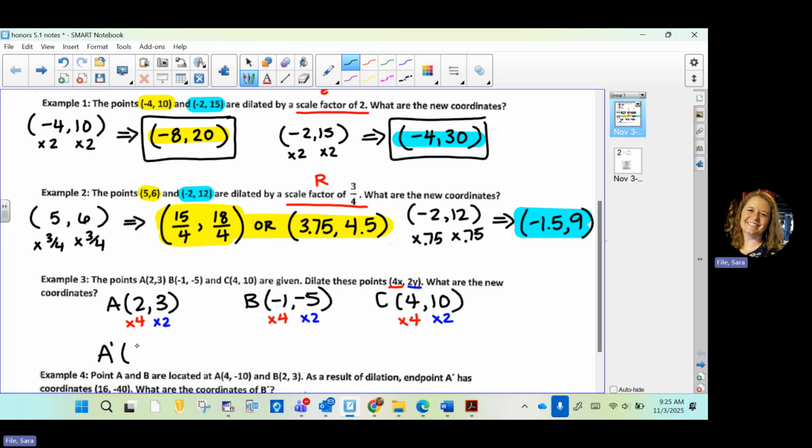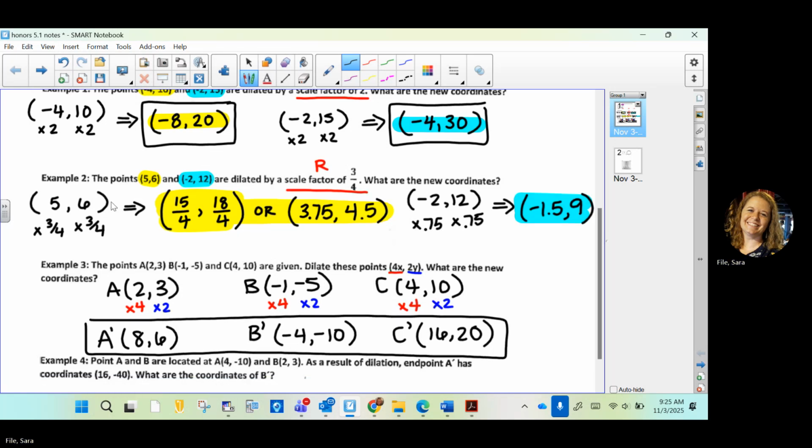new A, my A prime, will be at 8, 6. Okay, my B prime, my new B, will be at -4, -10. And my C prime, or my new C, will be at 16, 20. You feel okay about that?